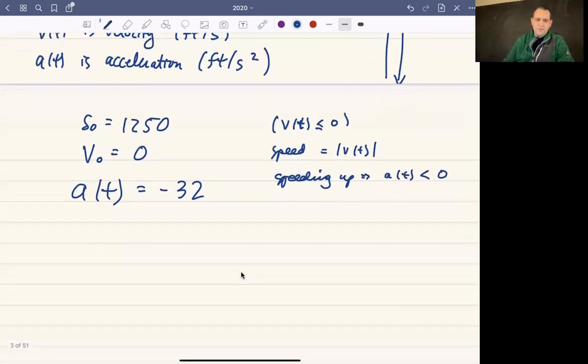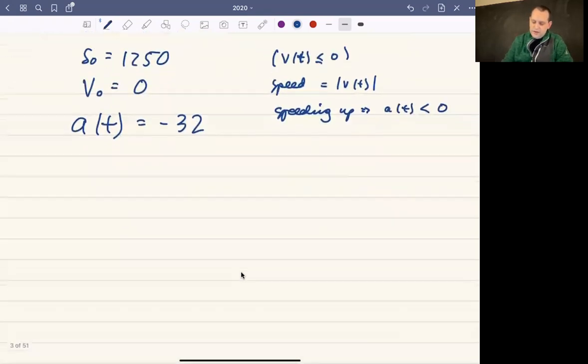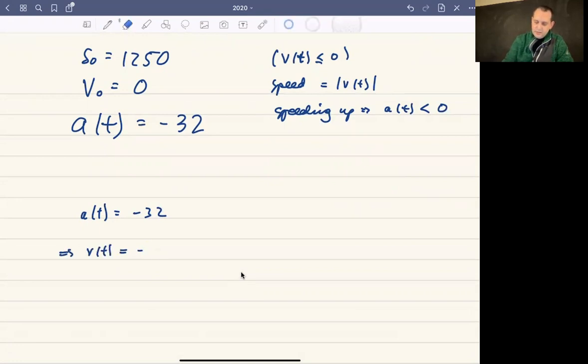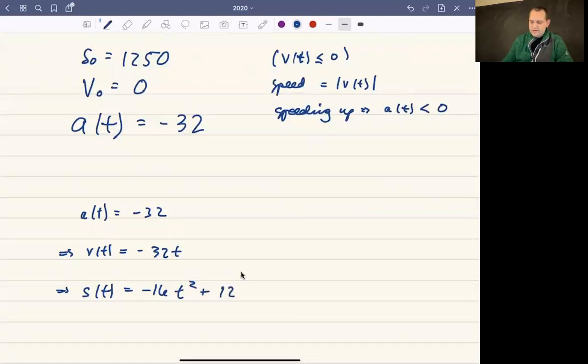And so if we go from here, we can actually just figure out what are the equations that we have. If a of t is negative 32, that tells us that the velocity is going to be negative 32t plus the initial velocity, which is 0, so just negative 32t. And therefore, the position is going to be negative 16t squared plus our initial position, which was 1250.